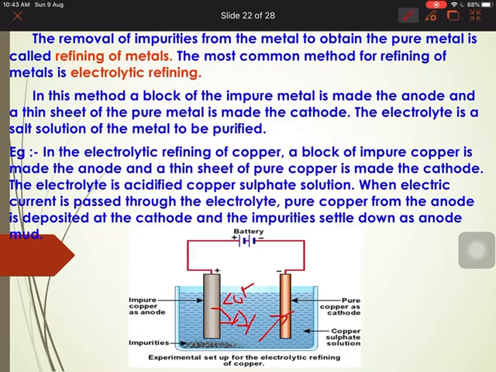After some time, what you will see is that the size of this pure copper cathode will keep on increasing, and the size of this impure copper will keep on decreasing. And here at the bottom you will find that impurities will keep on increasing. These impurities were present in the copper which we got from the refining process. So this final step, electrolytic refining, is the step to obtain the pure metal. Do you remember this? This is very much necessary for the middle and least reactivity series elements.